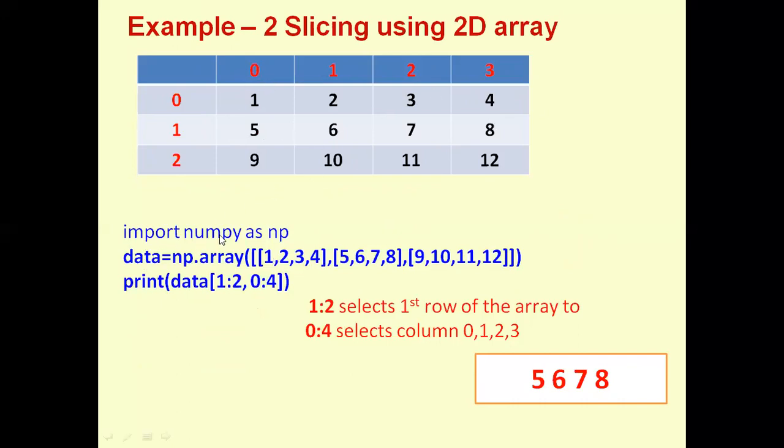Here import numpy as np. Data is a variable, equal to np.array with 1 2 3 4, then 5 6 7 8, this is another index, and 9 10 11 12, this is another. So here print data. See what does 1 colon do. Where is 1? This is the 0 position and this is the 1. This is 0 and this is from 1. This will retrieve 4 values, 4 values will be retrieved.